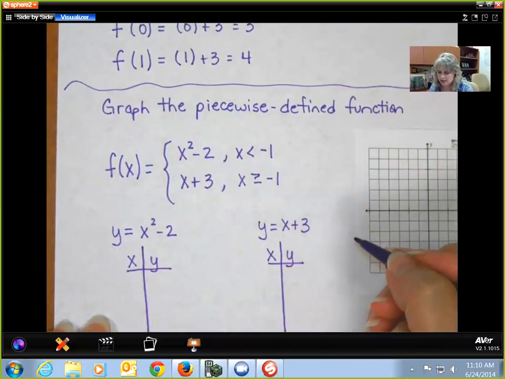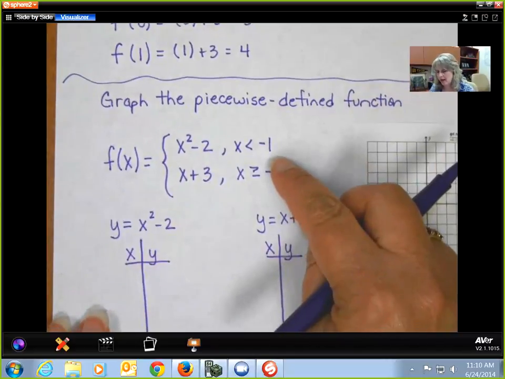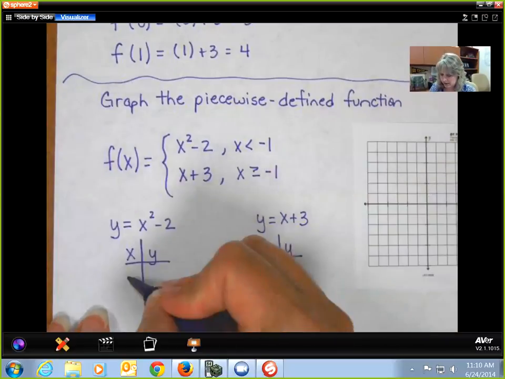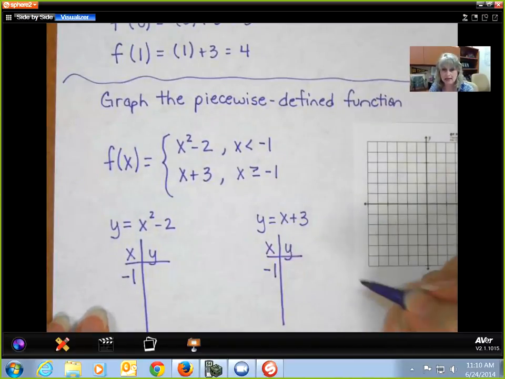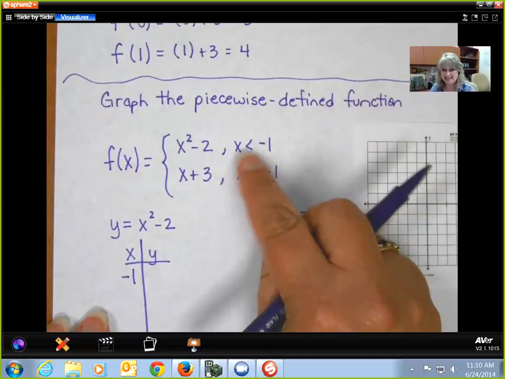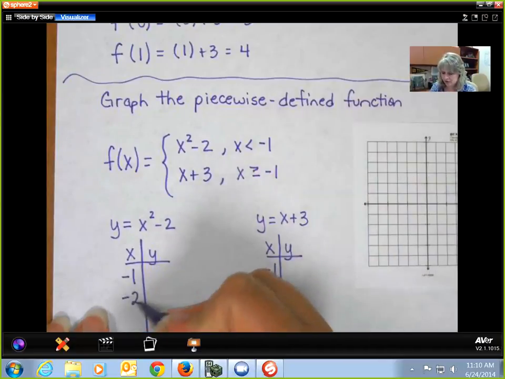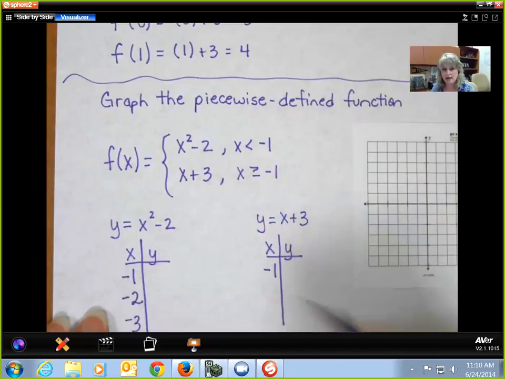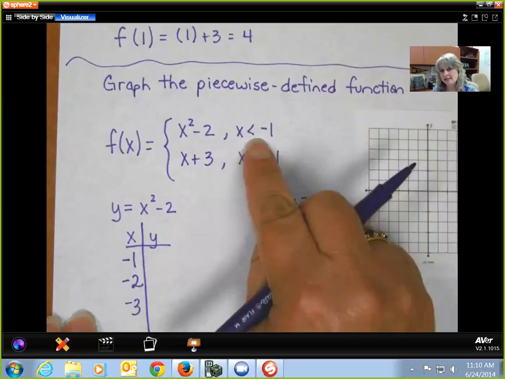And what I always do is where the graph changes at -1, I make sure I put that point on the graph, okay, and on my table. So I'm going to put -1 on the first table and -1 also on the second table. All right, now I also need to pick numbers less than -1. So that would be numbers like maybe -2, -3. I could keep going. Now remember, x is less than -1.